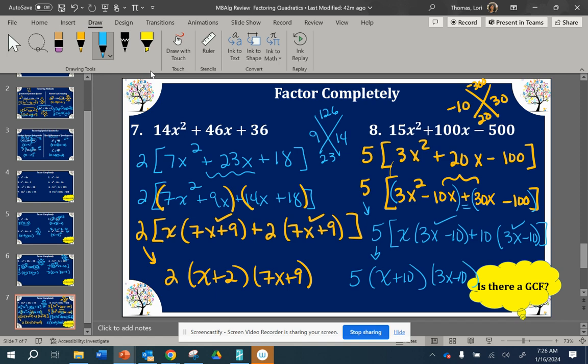And always, it doesn't matter if you switched the order of your factors. So make sure you finish this out and submit that in Canvas.